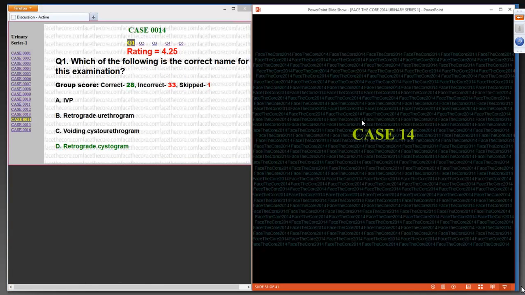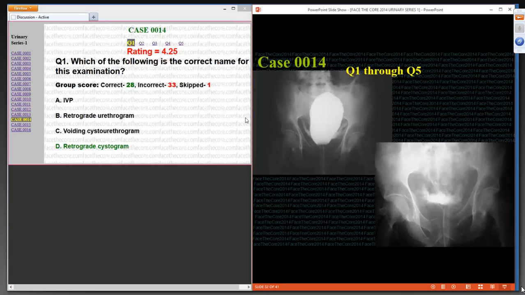Which of the following is the correct name for this examination? It is a retrograde cystogram. It is not a voiding cystourethrogram. We are not going to remove the catheter and let the patient void. It is not an IVP. These are not ureters. It is a retrograde cystourethrogram, or even just cystogram.